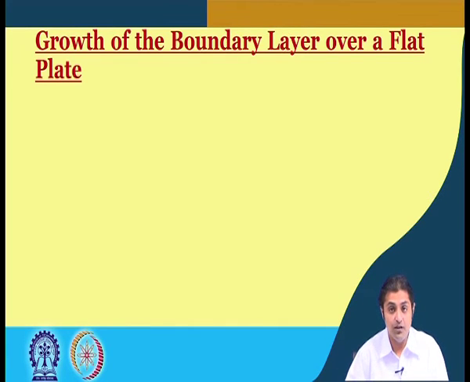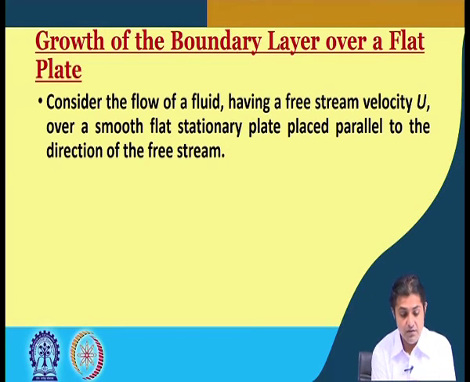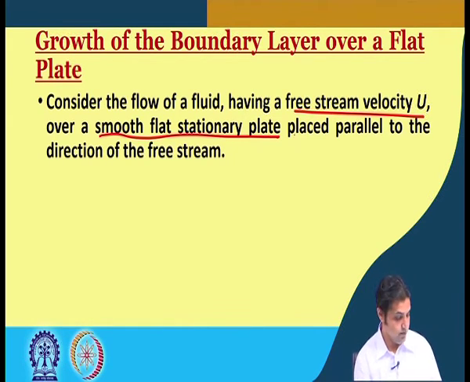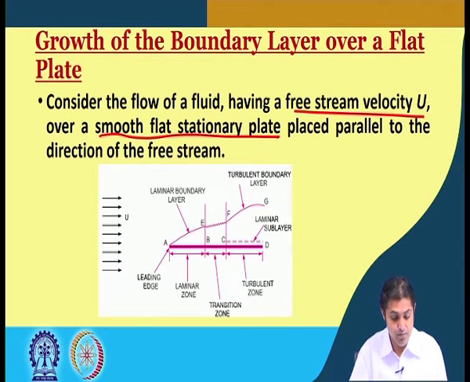Now, after this brief introduction, we will talk about how the boundary layer grows over a flat plate. This is the most simplified object that we think of. When the flow passes over it, how will the boundary layer grow above that? To do that, we have to consider the flow of a fluid having free stream velocity u, over a smooth flat stationary plate placed parallel to the direction of the free stream. So, something like this.